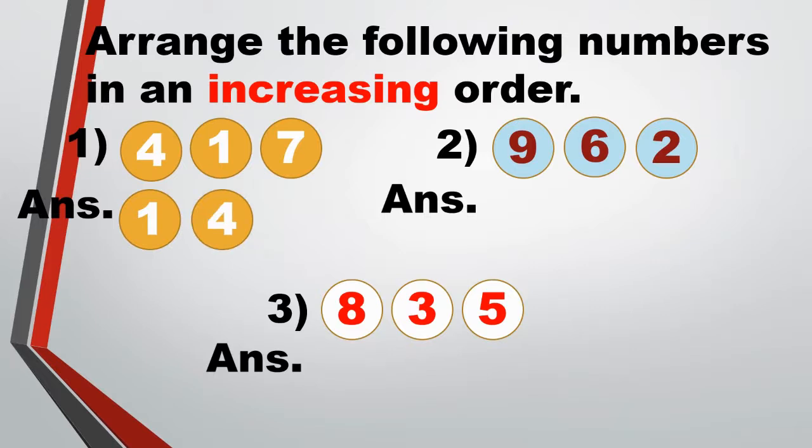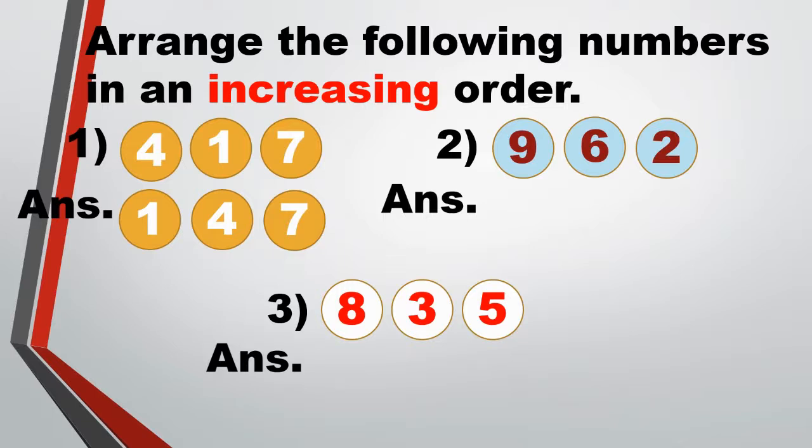Now, which would be the greatest number here? Only 7 is left. So, 7 is the greatest number in this line. Okay. So, increasing order is 1, 4, 7. We are going upward. Now, look at this second question.